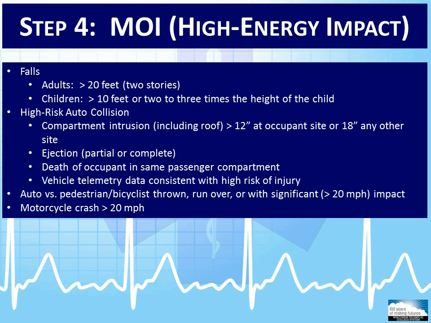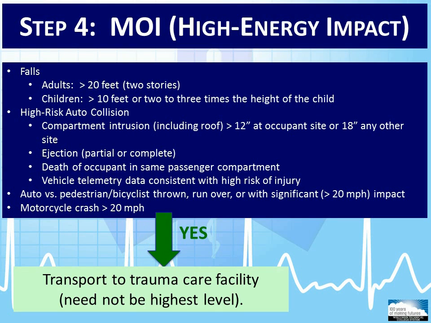Auto versus pedestrian or bicyclist collisions, with the pedestrian or bicyclist being thrown, run over, or struck by a vehicle with a significant impact, which can be assumed if the vehicle is traveling at greater than 20 miles per hour. Or motorcycle crash involving speeds greater than 20 miles per hour. If any of these criteria are met, the patient should be transported to a trauma care facility, although that facility need not offer the highest level of trauma care.